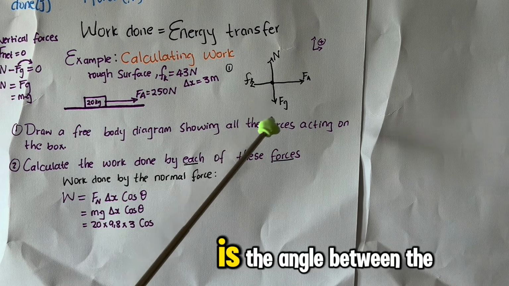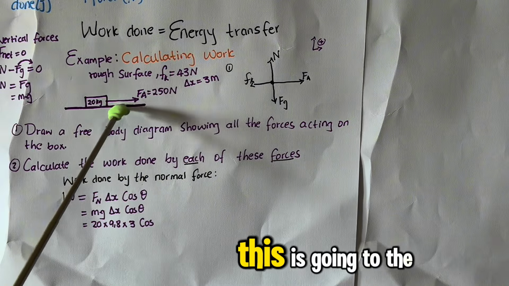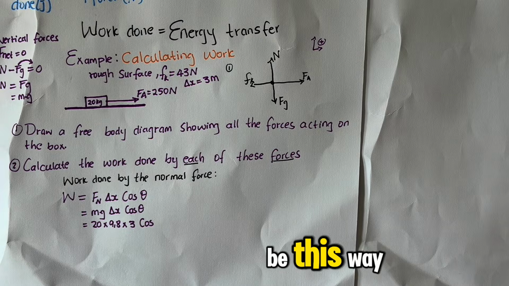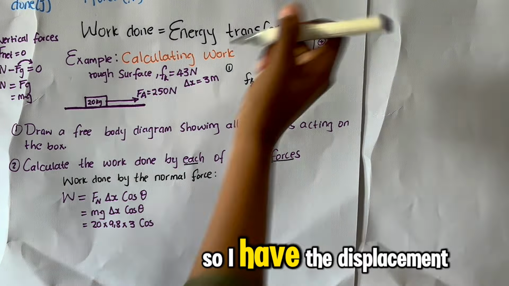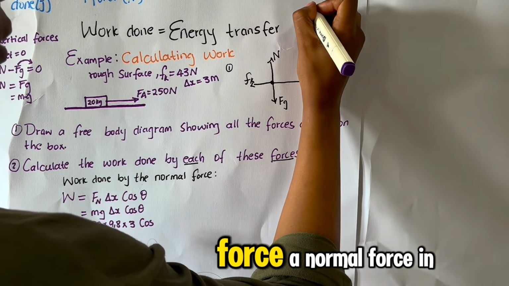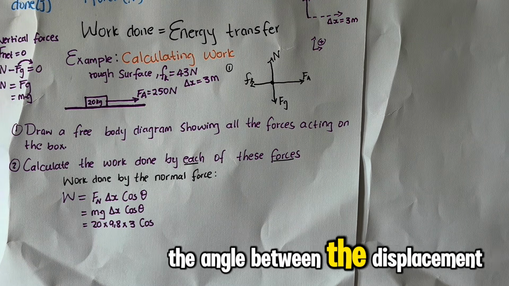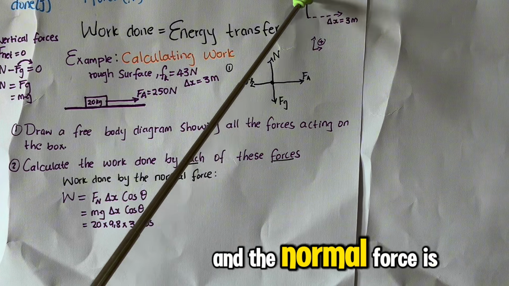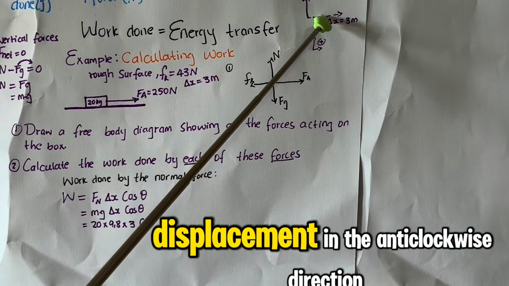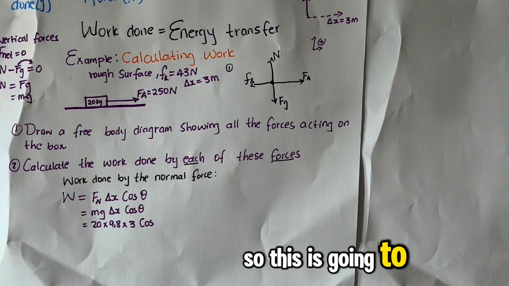The angle is the angle between the force in question, which right now is the normal force, and the displacement. This is going to the right. It's going this way. So the displacement is going to be this way. I'm just going to draw it here for you to understand. The displacement over here. And then I have the force, the normal force in question. Can you see that the angle between the displacement and the normal force is 90? So just remember that your angle is from the displacement in the anti-clockwise direction to the force in question. Okay, so this is going to be 90.